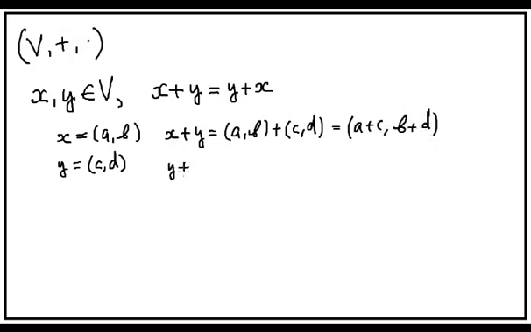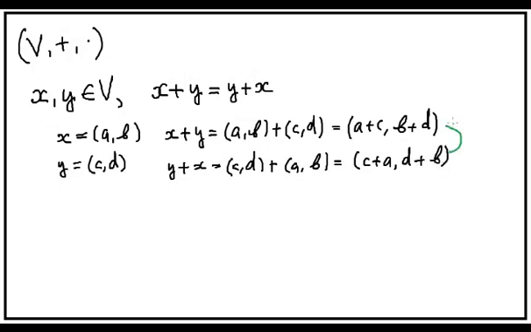Now y plus x, okay, so what am I doing here? I'm trying to evaluate each side of the equality I'm trying to prove, and then we're going to see if the two sides match. Y plus x is going to be CD plus AB, which is C plus A, D plus B. And what we want now is for these things to be equal, and the question is if they are or not.